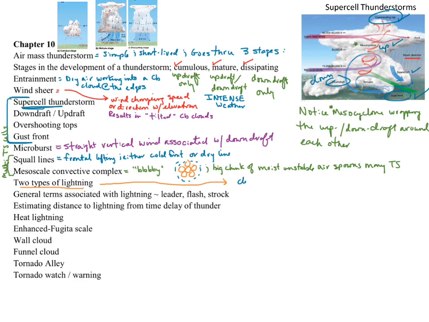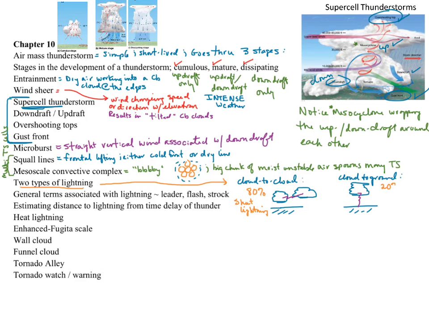2 types of lightning. There's cloud-to-cloud lightning, which is 80% of all lightning, and that's the part that's not necessarily going to get you. Another name for cloud-to-cloud lightning is sheet lightning. And then there's cloud-to-ground lightning, and that only makes up about 20% of lightning. Of course, that's the one that will get us, right? The next thing, and it's a multiple choice question: know that if you see words like leader, flash, and stroke, they are all associated with lightning.